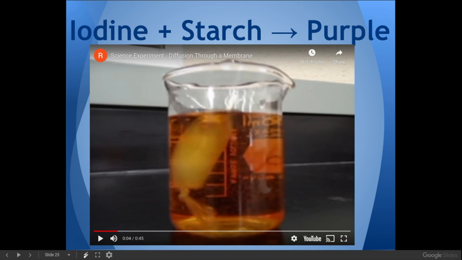Well, if iodine turns the starch purple and iodine goes into the bag, then what color would the bag become? If the starch is able to come out of the bag, then what color would the surroundings become? And if iodine can go in and starch can come out, then what color would the inside and outside of the bag be? So let's continue this and see what happens.